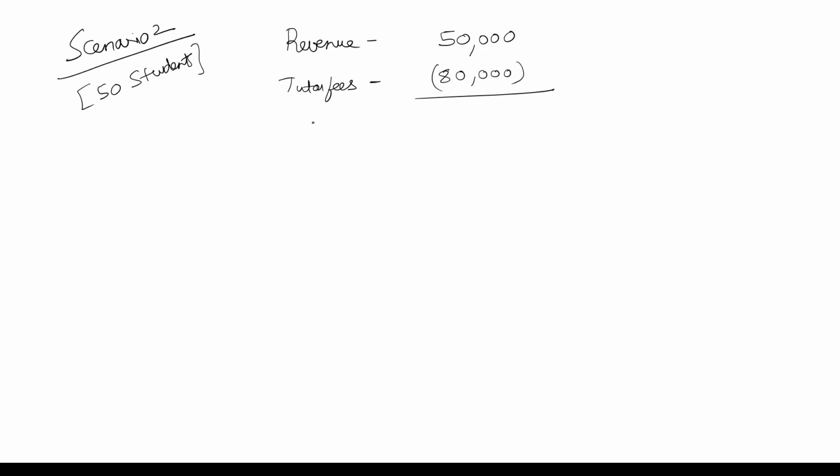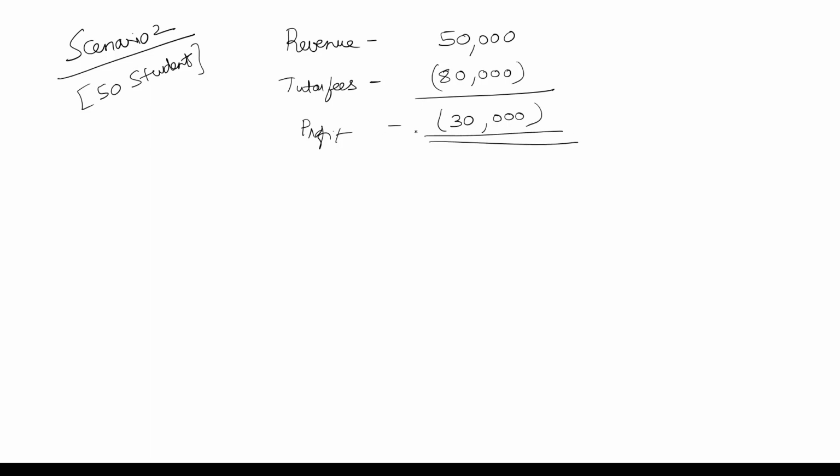In scenario 2, we said we have only 50 students enrolling in the next year. This is the second scenario. So if that is the case, my revenue is going to be 50,000. 50 students into 1,000 rupees, 50,000. My tutor fees is going to be 80,000. So I'm going to have a profit of negative 30,000.